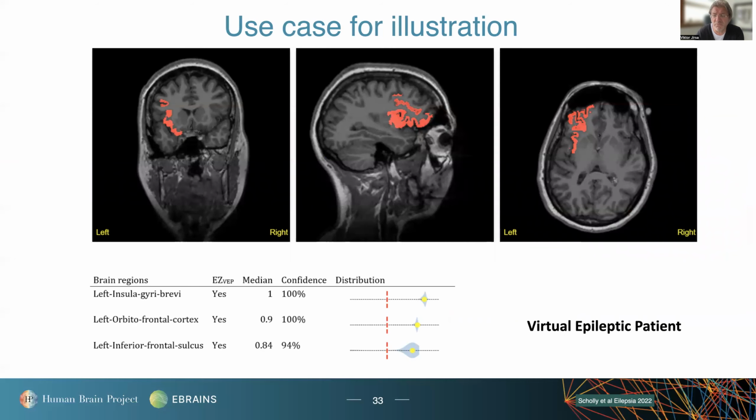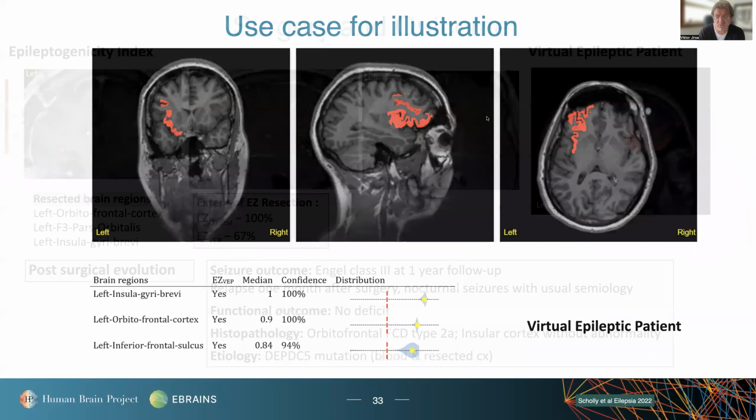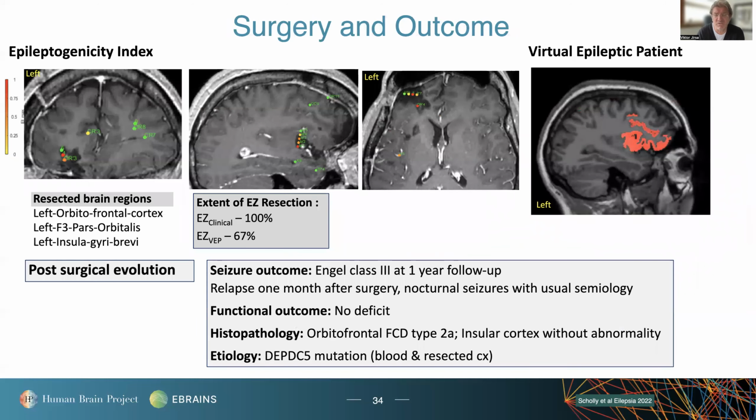From the VP, we also had the left inferior frontal sulcus indicated, but it was not taken into consideration. Surgery was performed, taking out the two areas I just described as resected brain regions: left insular gyrus and left orbitofrontal cortex in particular. So there was not a full overlap. And after a 1 year follow-up, the patient was not seizure-free.